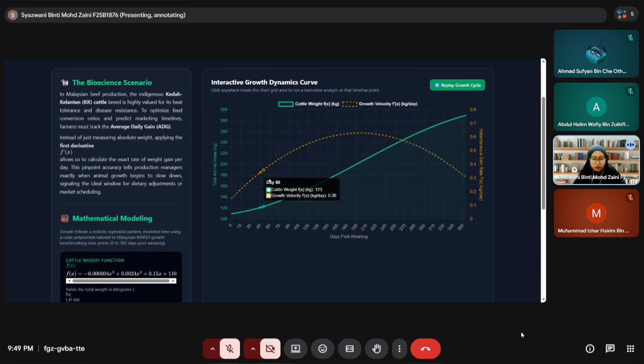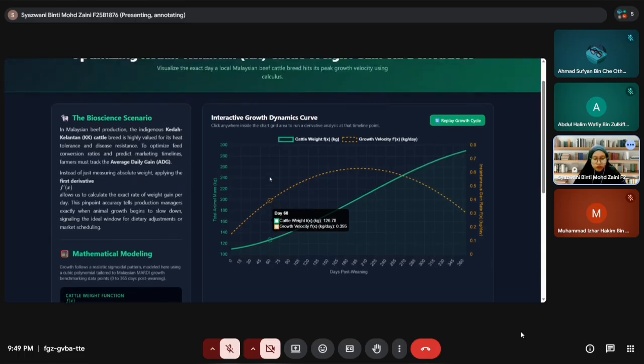One recommendation to improve this HTML project is to add real-time data input and comparison between multiple cattle breeds. For example, users could compare Kedah Kelantan cattle with Brahman or Angus cattle. This will make the system more interactive, educational, and useful for livestock raisers.